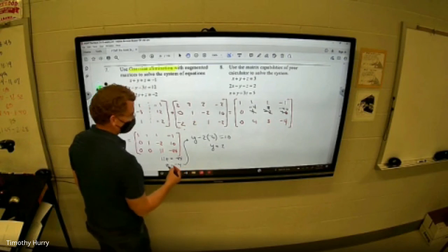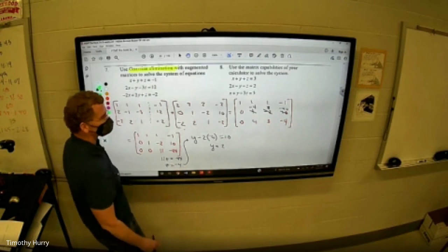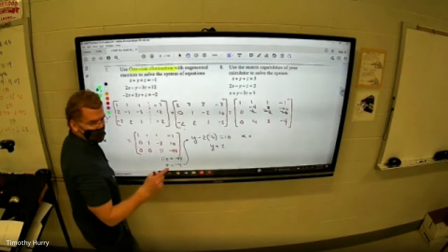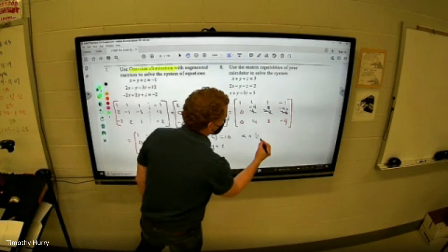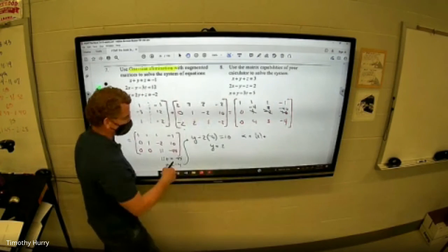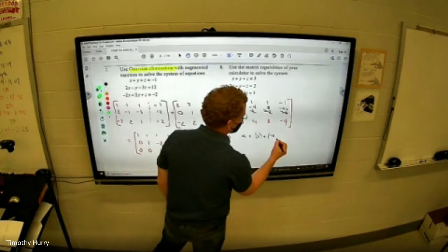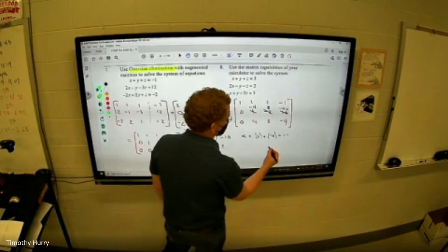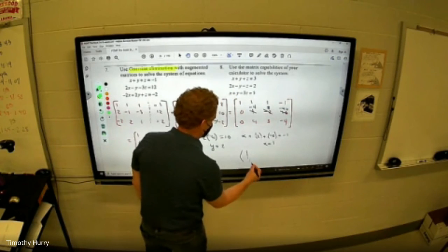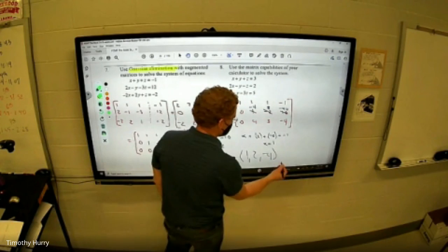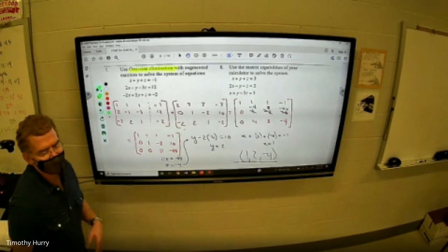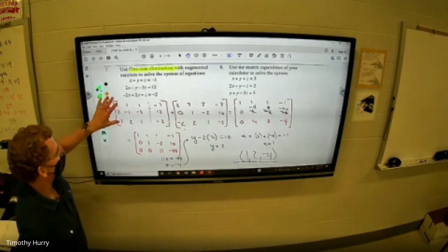And then if you take both of those and plug them back in, what do you get? 1x plus 1y plus 1 times negative 4 equals a negative 1. When you do that, you get x equals 1. And at that point, you've got your solution. So it's basically the exact same thing, except it's written as a matrix.